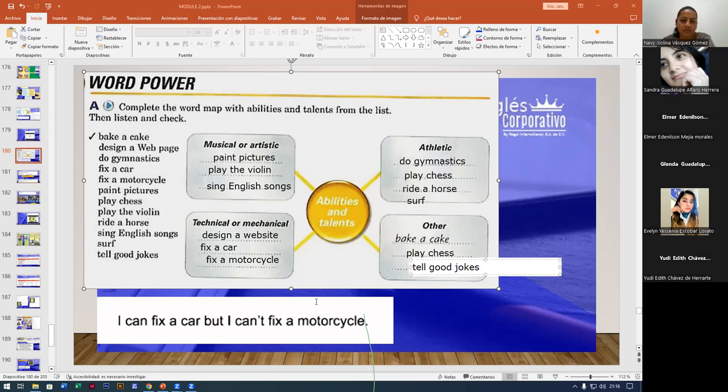Really good. Nice. Okay. Now let's formulate sentences like this. We have the example: I can fix a car, but I can't fix a motorcycle. Glenda Guadalupe, are you present?